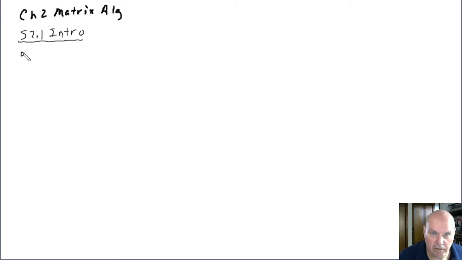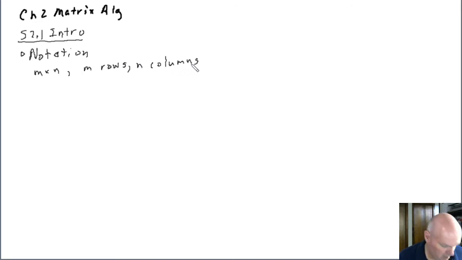First, let me talk about some notation. In general, we'll talk about an m by n matrix. That means it has m rows and n columns. So the number of rows is always first. We'll use a capital letter to represent a matrix, typically A, B, C.